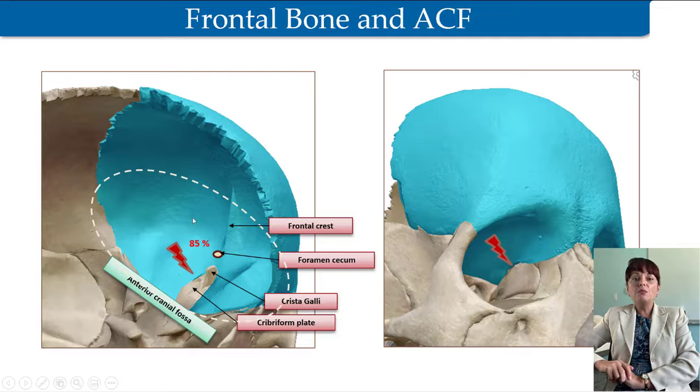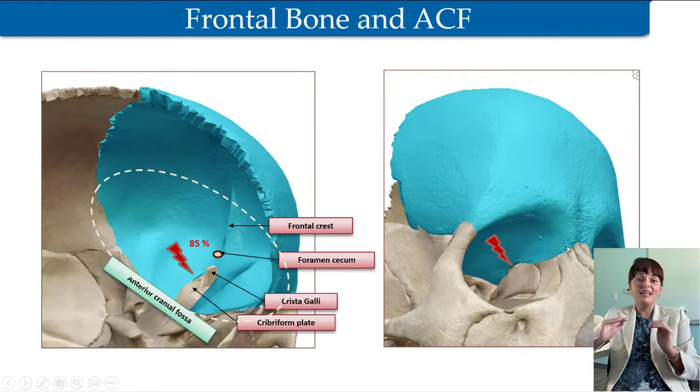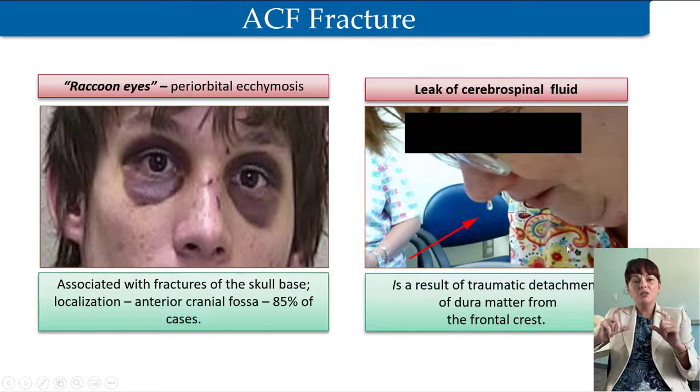The orbital parts of the frontal bone, as well as the cribriform plate, which we have here in the middle, are extremely thin, and fractures of the anterior cranial fossa are quite common. They take 85% of all skull base fractures. And just below them, we have the orbits and nasal cavity. Due to such close relationships, fractures of the anterior cranial fossa cause the periorbital ecchymosis known as raccoon eyes sign.